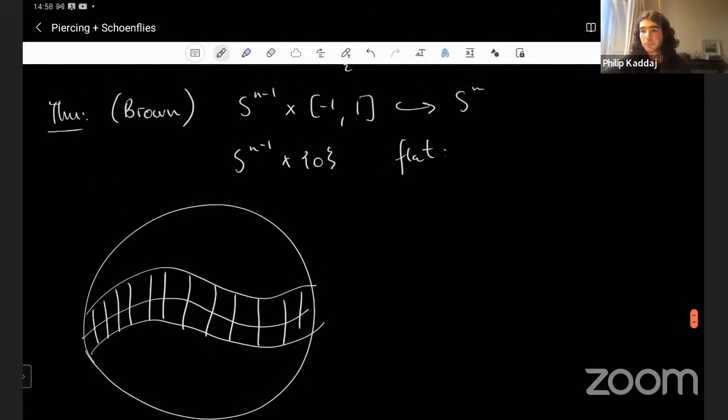Sorry? This flat can be defined by saying that it is tame and also unknotted. Okay. So equivalent to something piecewise linear and unknotted.